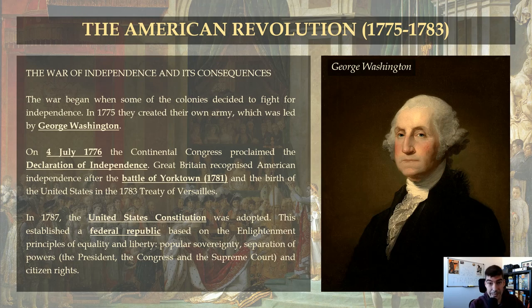After that, in 1787, they wrote their constitution, the United States Constitution, which established a federal republic based on Enlightenment principles of equality and liberty. First, popular sovereignty. Remember Rousseau. Then separation of powers, Montesquieu: the president, the executive power; the Congress, the legislative power; and the Supreme Court, the judicial power. And they recognized some citizen rights.